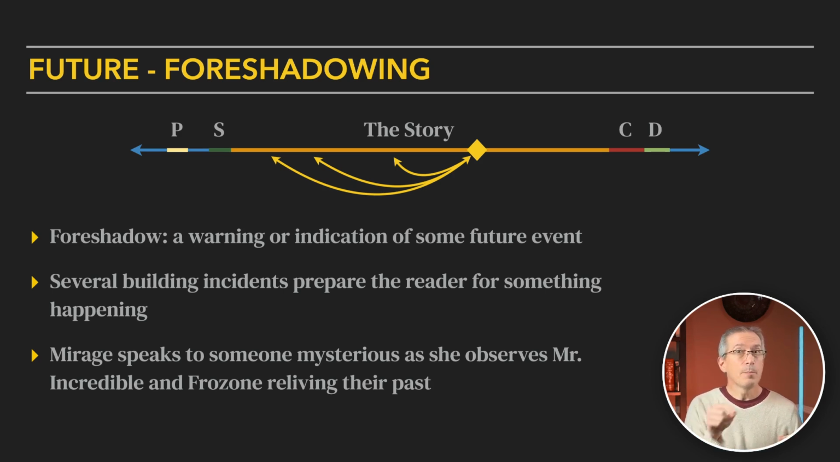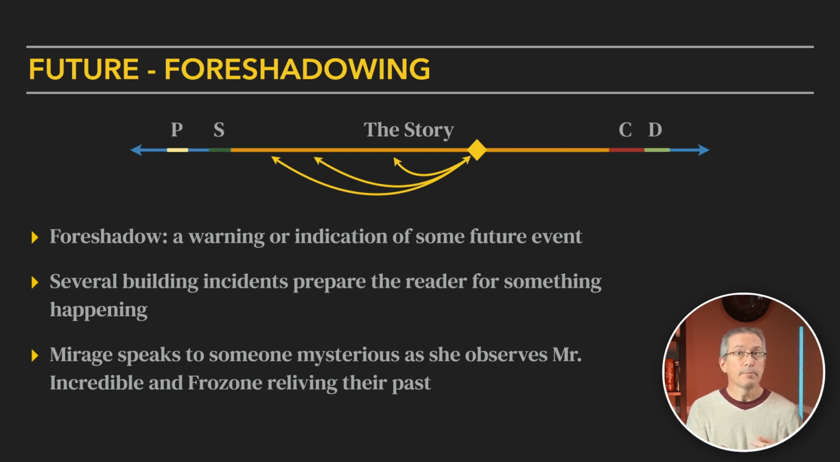is talking to somebody. We don't know at the time who that is. It's another of Syndrome's lieutenants, and she says, "We finally found him. He's going to want to know about this one." What Mirage is revealing there is somebody, some group, has been looking for Mr.